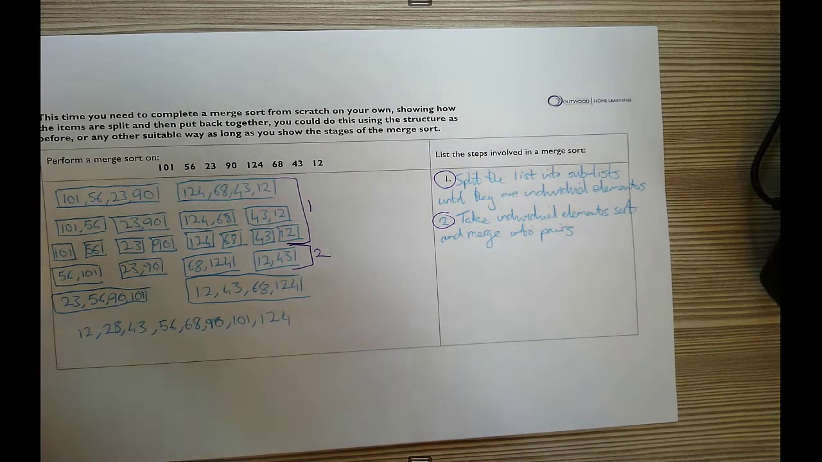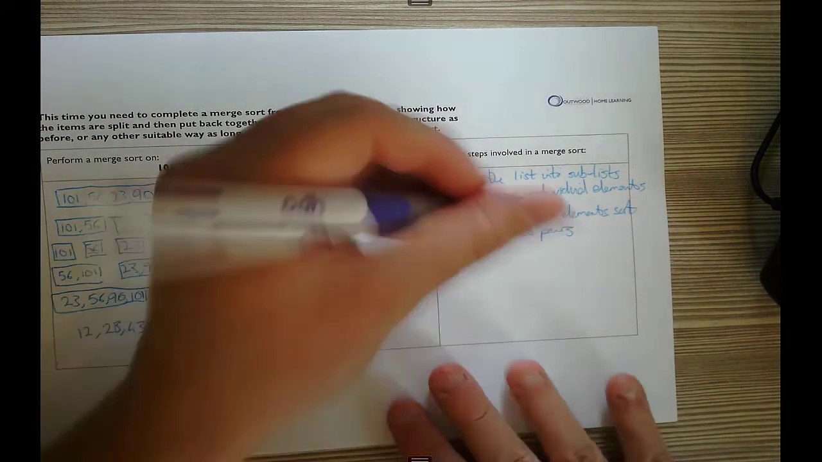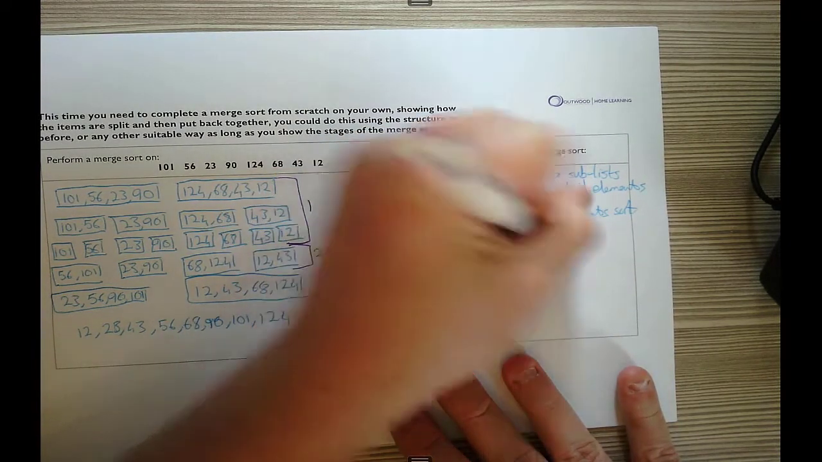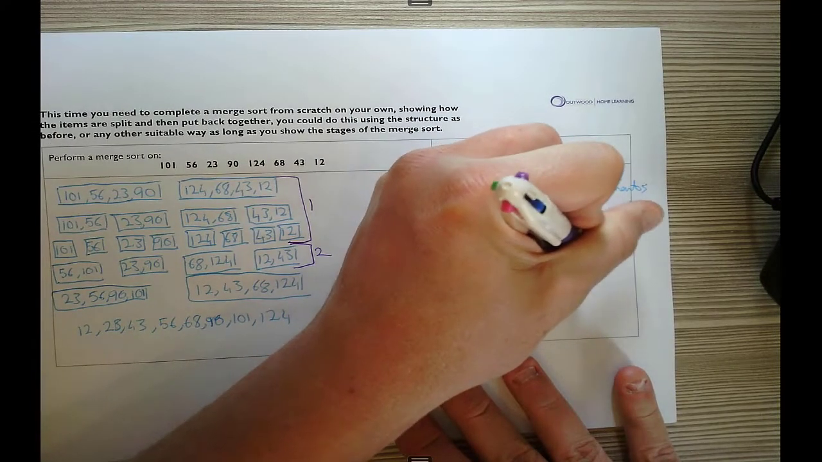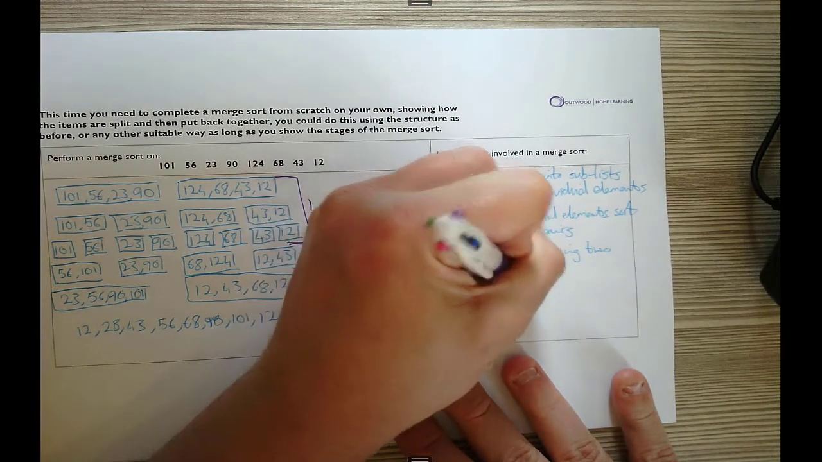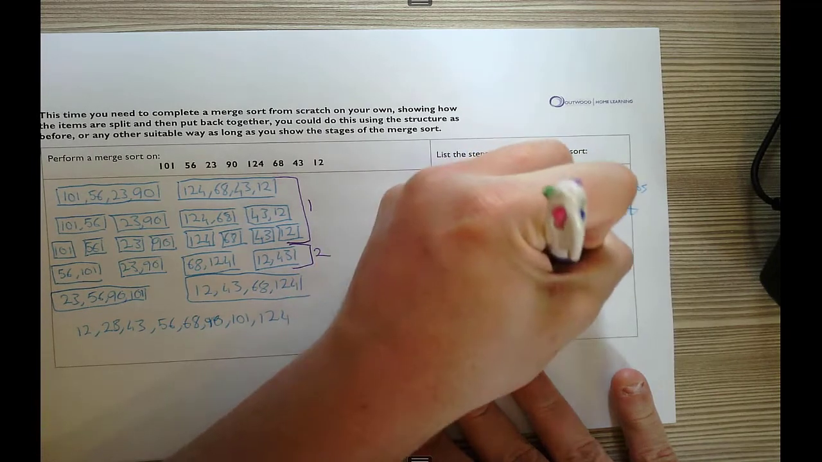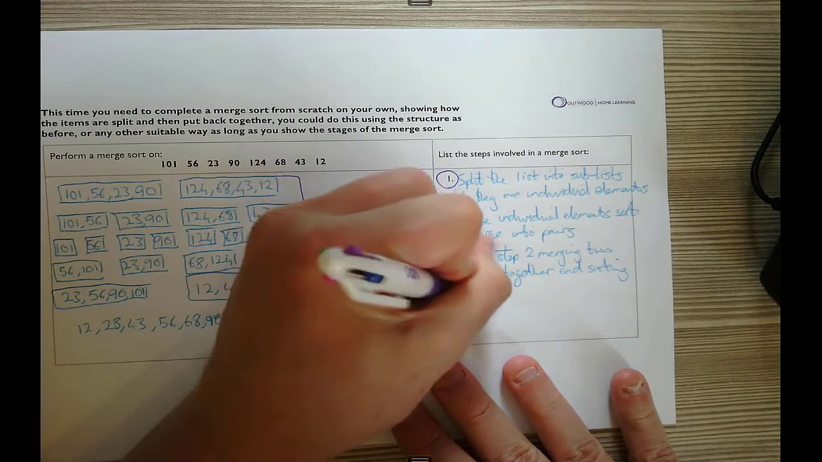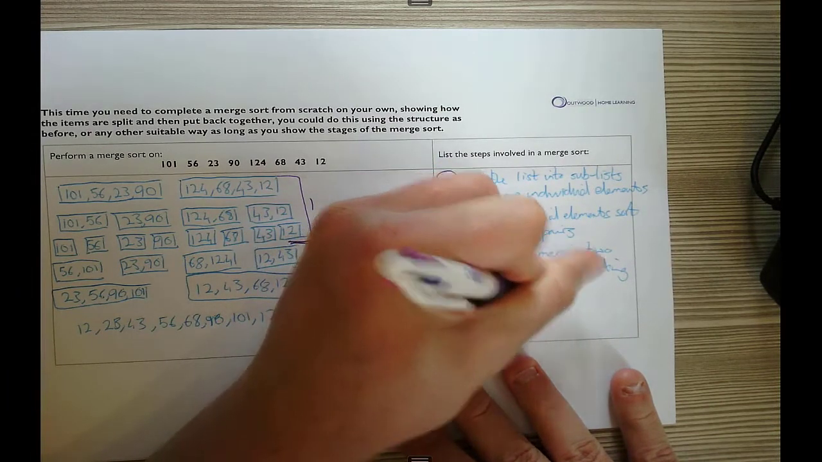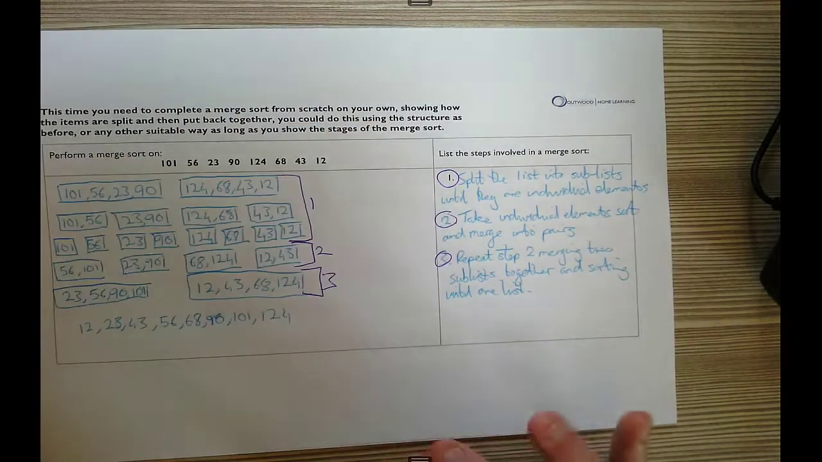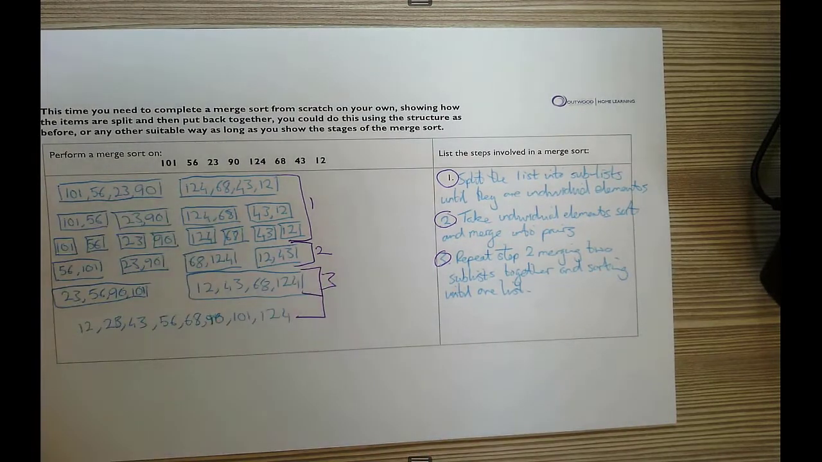And then this could obviously, depend on the size of the list, go on and on and on. So I'm going to say repeat step 2, merge the 2 sublists together and sort until one list. Okay, and that is this bit here. And that's this bit here, sorry. And that is overall how a merge sort works.